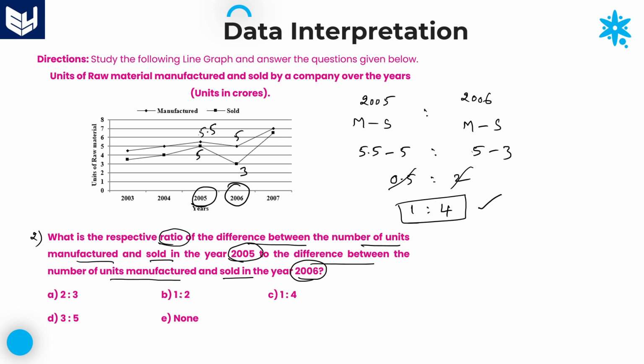Therefore, among the options, look at the options: 1 is to 4 is there in option C. Option C is the right answer for this question. Option C.